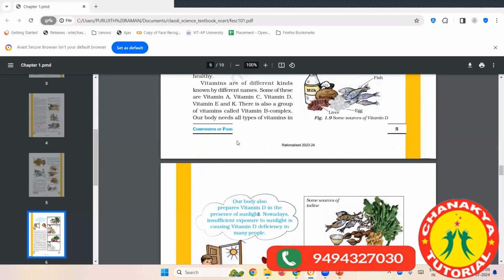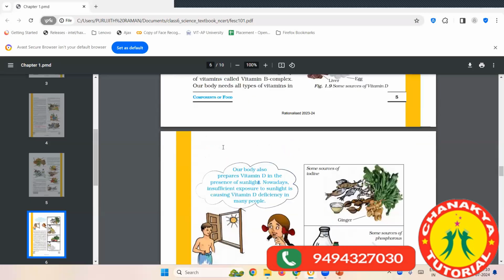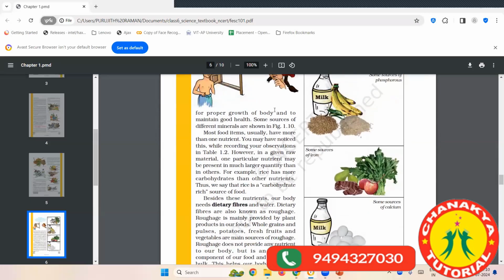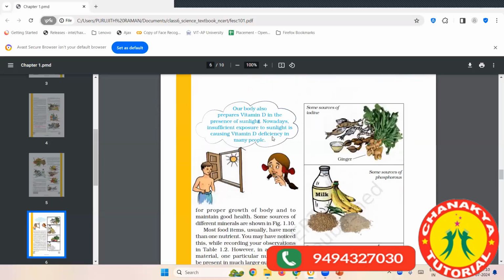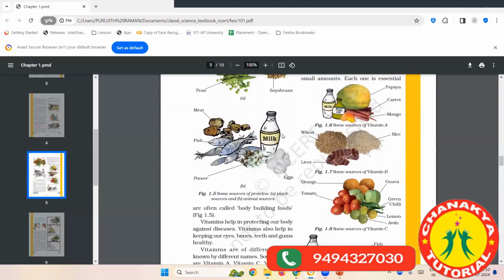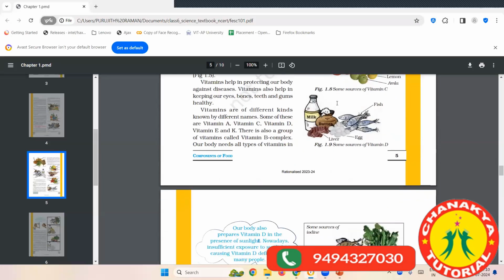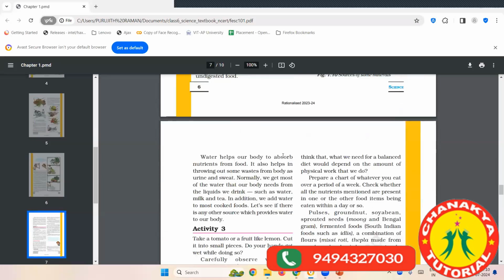Our body needs all types of vitamins for proper growth of the body and to maintain good health. Some sources of different minerals are shown in figure 1.10. I think we saw 1.10. Where is it here? 1.10 here.